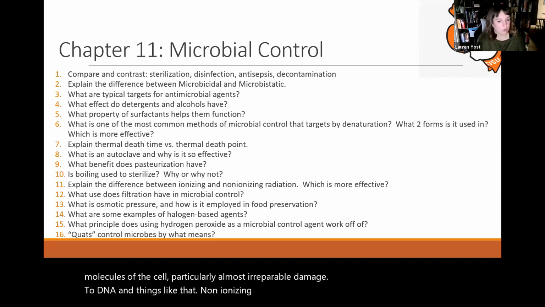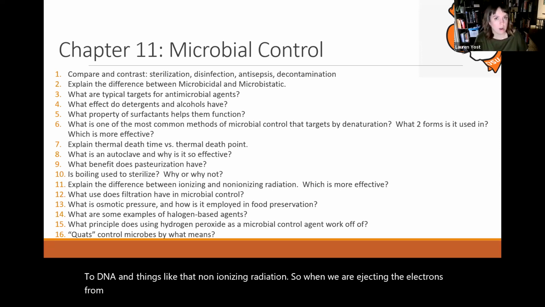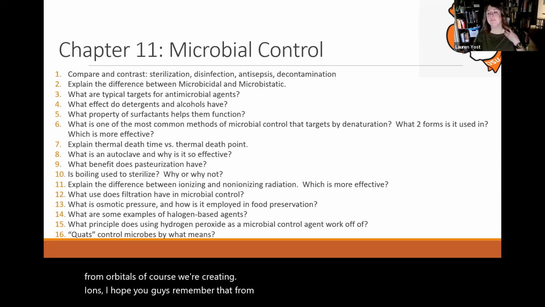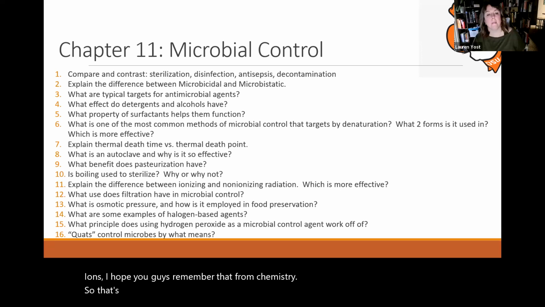When we are ejecting the electrons from orbitals, of course, we're creating ions. I hope you guys remember that from chemistry. So that's what's going on there.